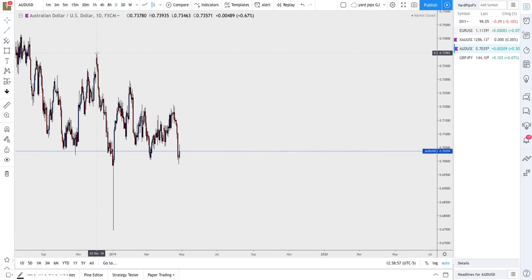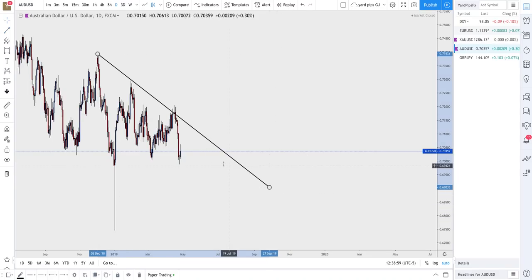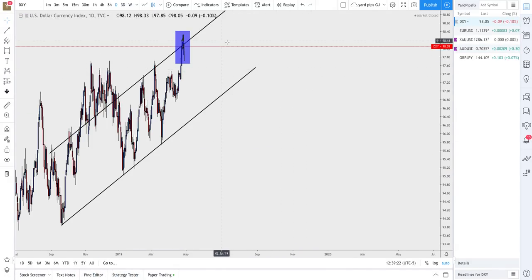So AU had a point C rejection of a high time frame trend line also. Point A, point B, and point C right along here, which pushed it all the way down to daily support. So if you notice, a lot of these pairs are somewhere around the region of their daily support, and DXY is in the region of its daily resistance.